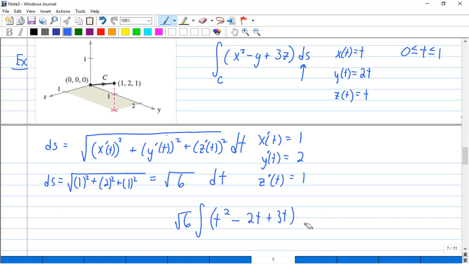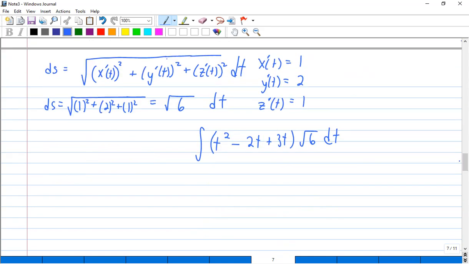If you're more comfortable writing it that way, that's okay. It means the same thing as this. Now, I do have two like terms here that I want to put together because I don't want to integrate 3 terms if I can just integrate 2 terms. So what's negative 2t plus 3t? Just plus t.